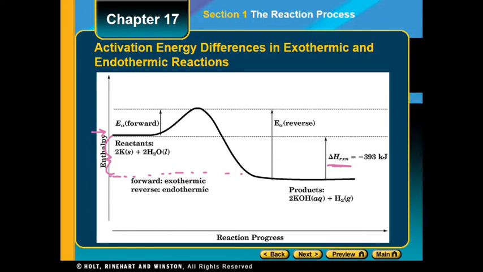We looked in the previous couple chapters at how to calculate that. So it's a negative 393 kilojoules, and that negative means we are going to have an exothermic reaction. So the forward reaction here is exothermic. The reverse reaction, if we had to reverse, would be endothermic.